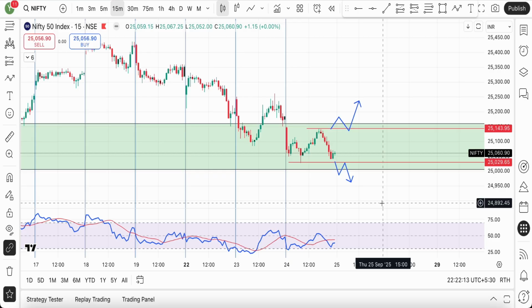So yeah, that's it for today's analysis. I hope this breakdown helps you plan better for tomorrow's market. Remember, trading is all about preparation and discipline. So review these levels carefully before making any decision.